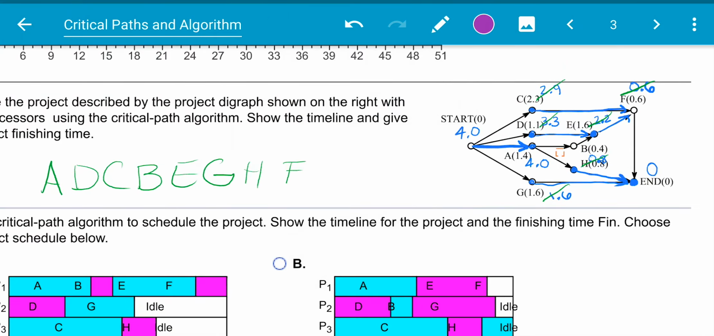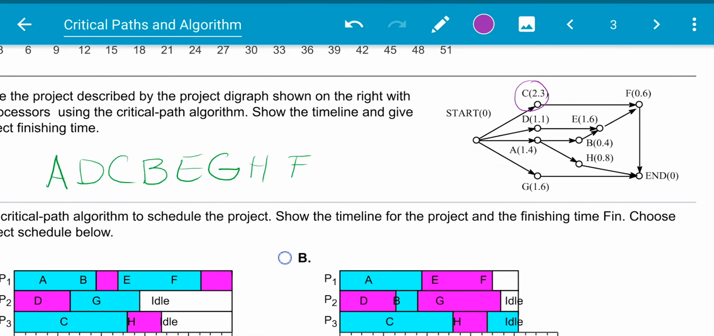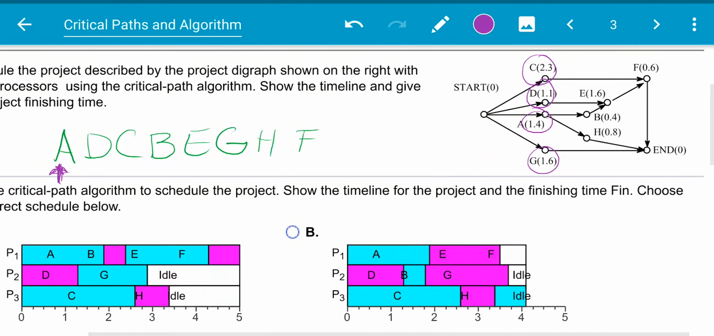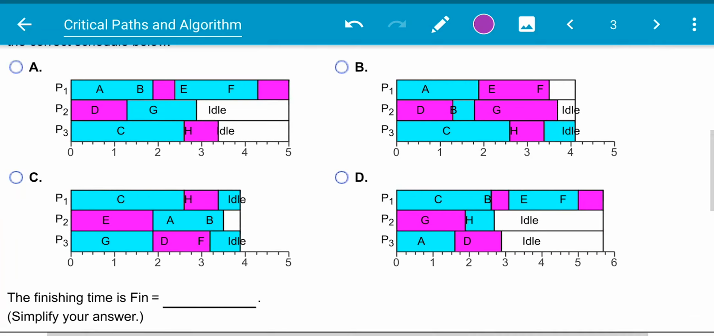Now let's use a different color and go ahead and erase all this. Which ones are eligible? We're going to use 3 processors. So we have C, D, A, and G available. So the one we're going to start with is A. So A right here is going to be assigned to one of our processors. So we're going to start A. Then we're going to start D. And we're going to start C because we have 3 processors. So C, D, and A should all be in our first example.